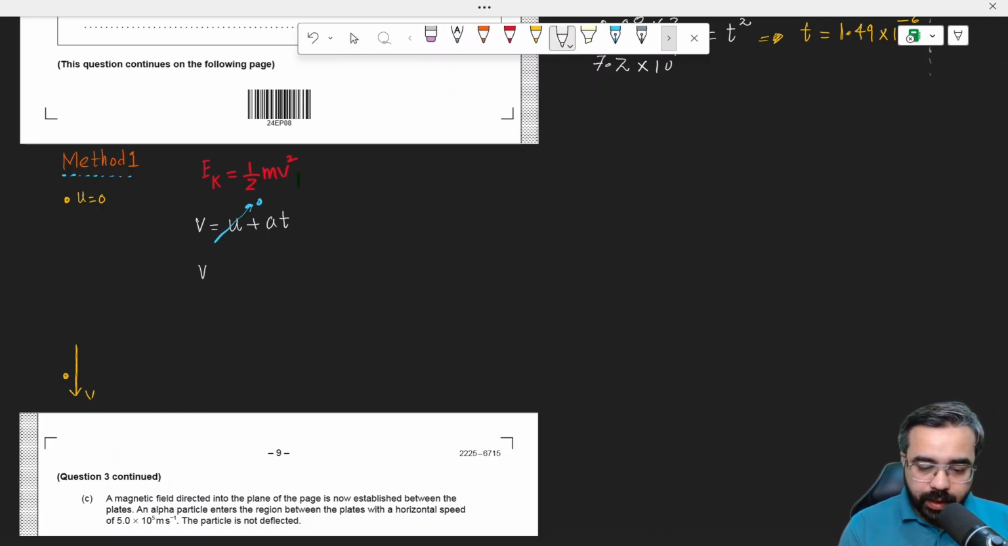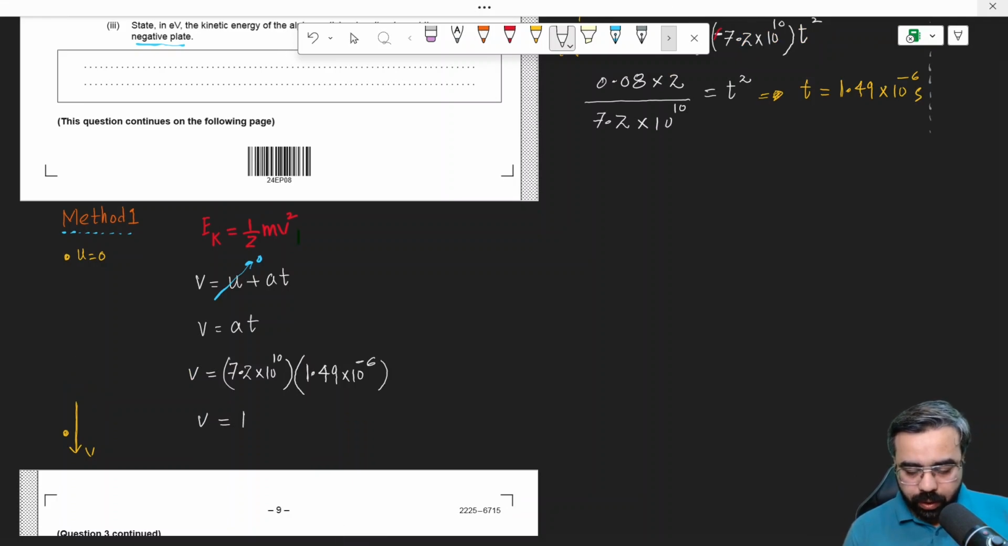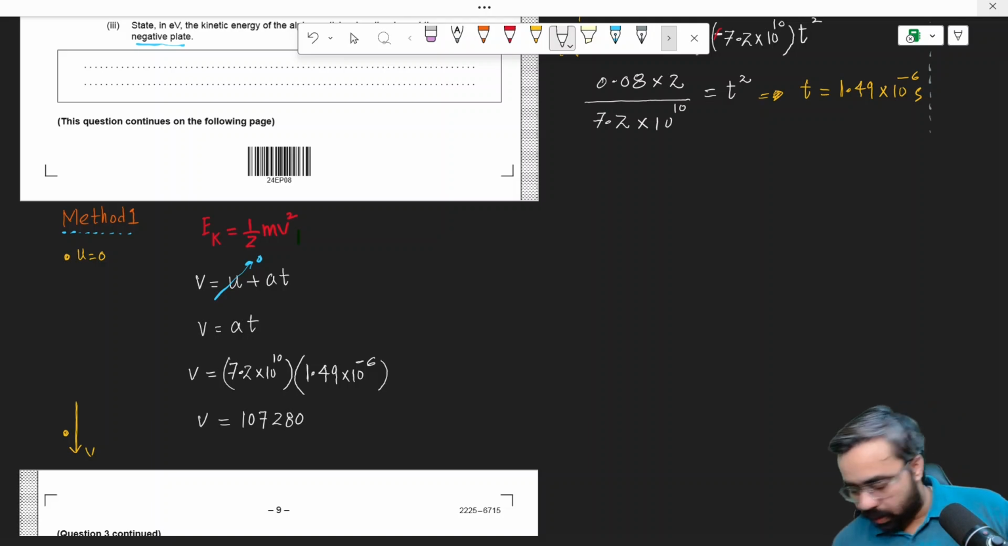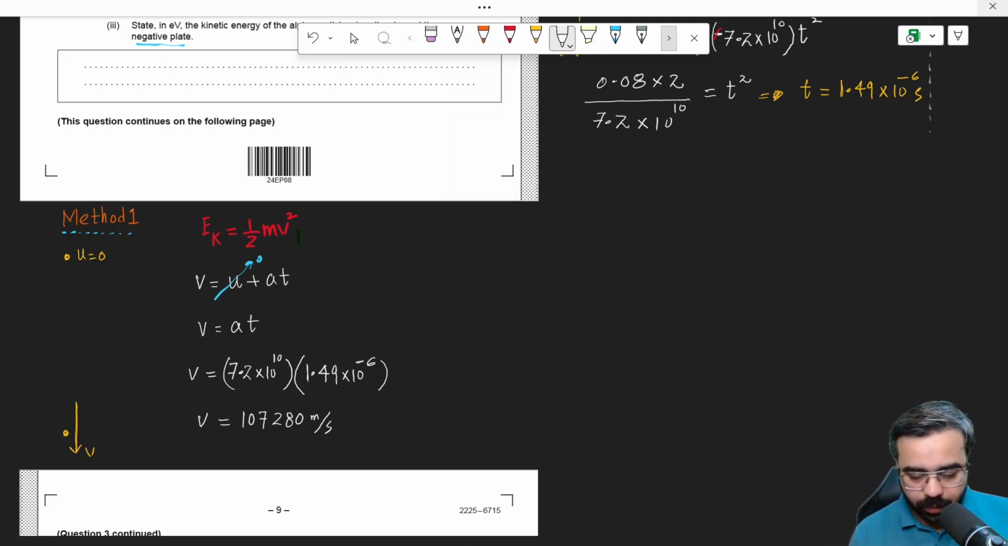And v is equal to 80. Since we have a time, we can apply this as well. So we got 107,280 meters per second. Got it.